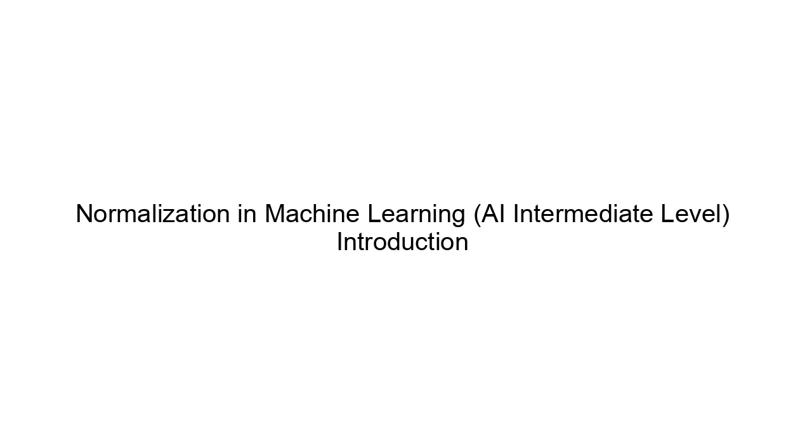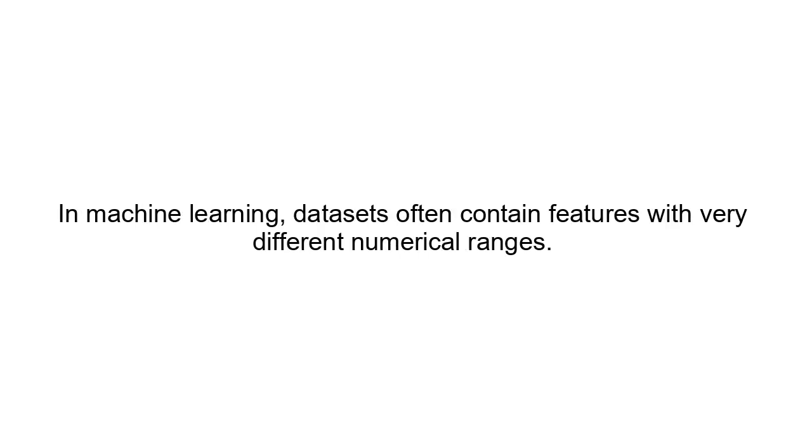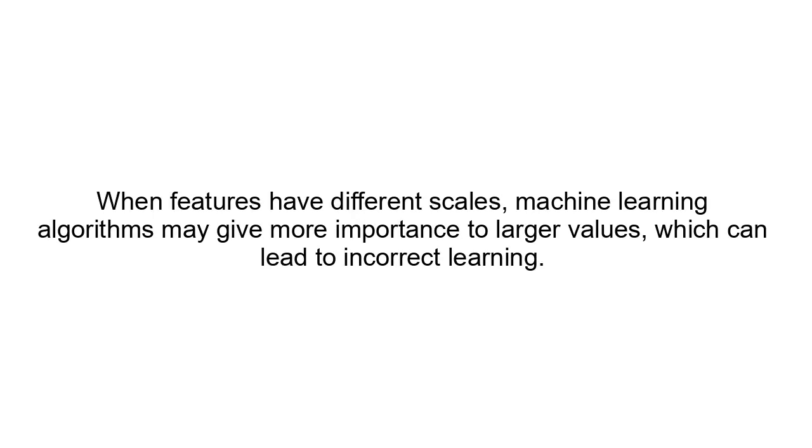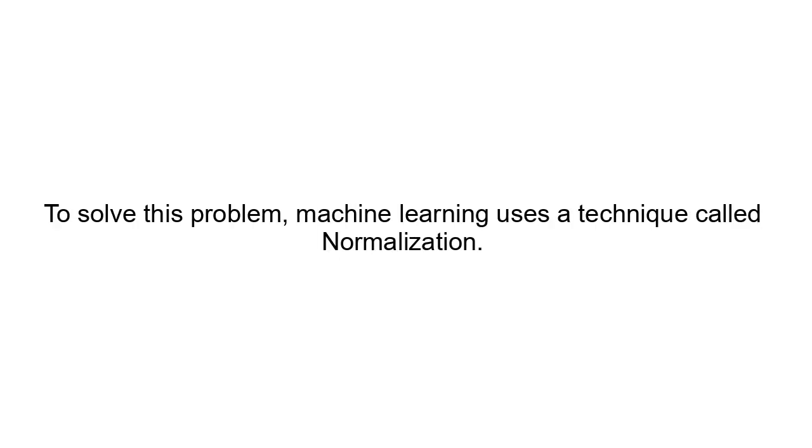Introduction. In machine learning, datasets often contain features with very different numerical ranges. For example, feature range: age 18 to 60, income 20,000 to 200,000. When features have different scales, machine learning algorithms may give more importance to larger values, which can lead to incorrect learning. To solve this problem, machine learning uses a technique called normalization.